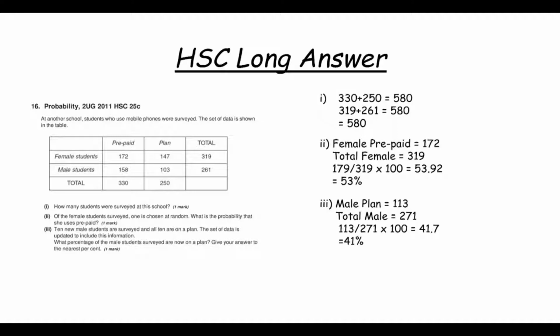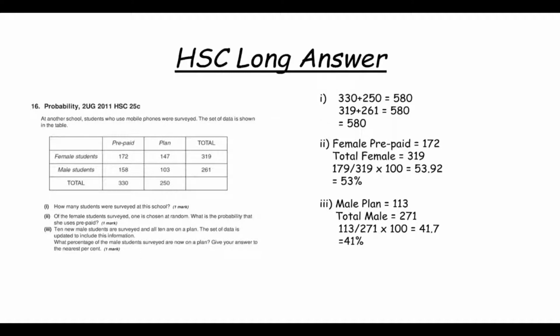The second question asks the probability of one female being selected randomly that uses a prepaid phone. You find this out by using the number in the female prepaid box and dividing by the total amount of females that took the survey, then multiplying it by 100 to get the percentage.